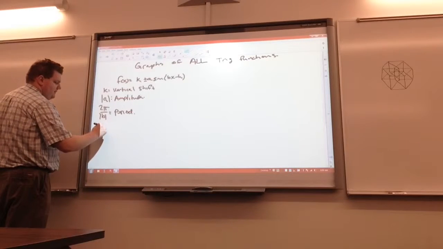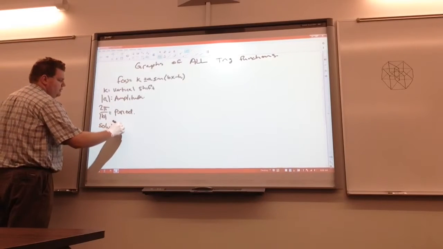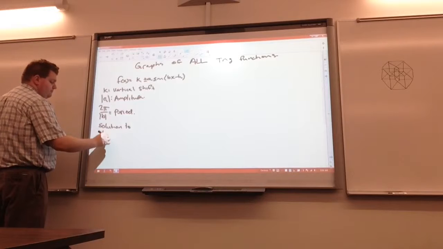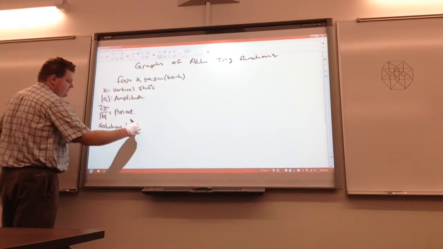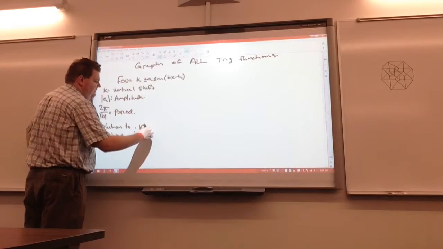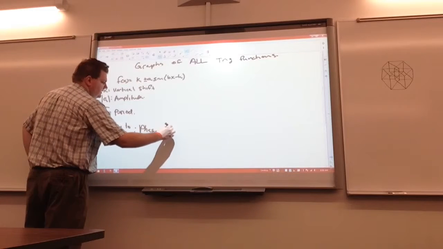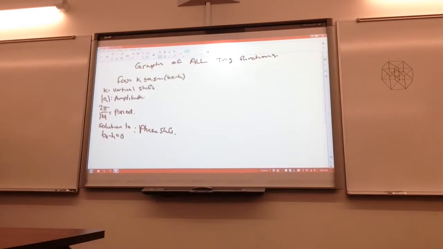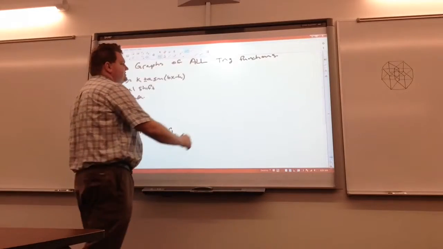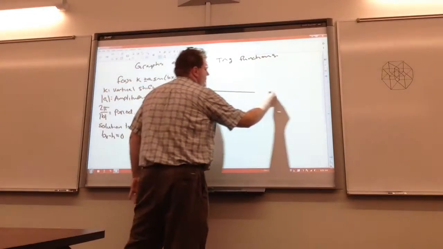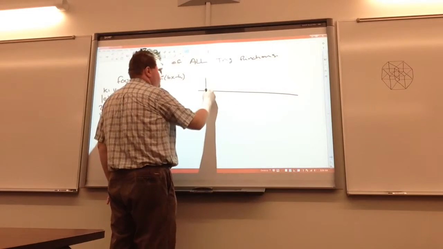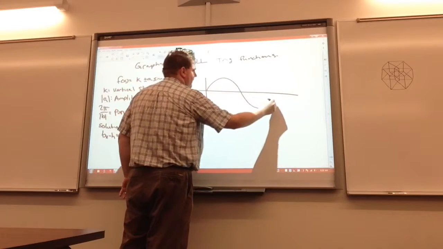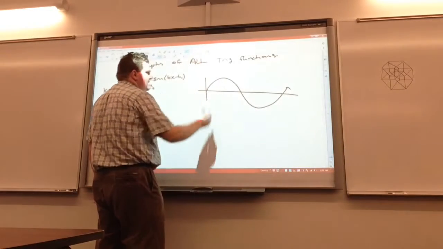So, the solution to bx minus h equals 0 is my phase shift, okay? And so, all these parts are coming together and they tell me the changes I would need to make to my sine wave. So, if I drew out the sine wave, it would look something like that here.